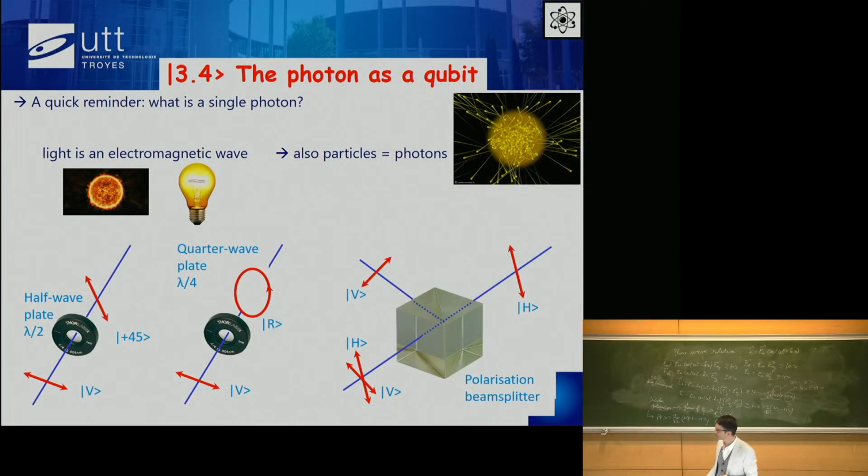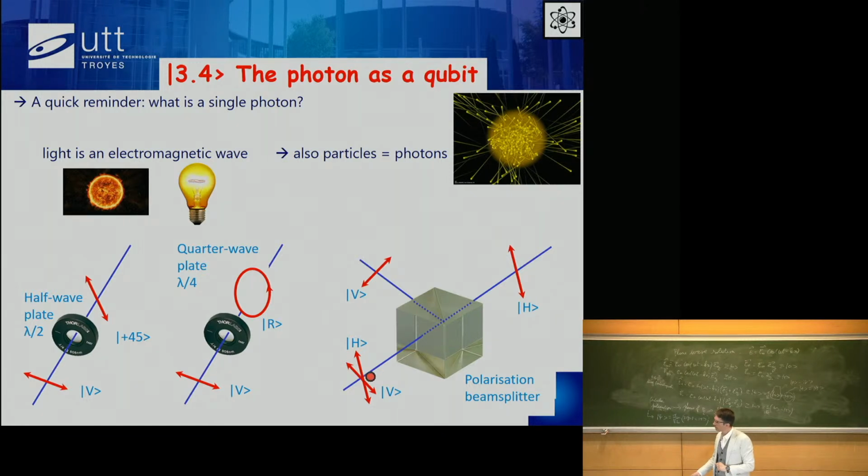Very easy. I can use other elements like a quarter wave plate, which is another particular material, and I can go from a vertical state to a rotating state. I can use what we call a polarizing beam splitter. So I will show you a quick demonstration in a minute.